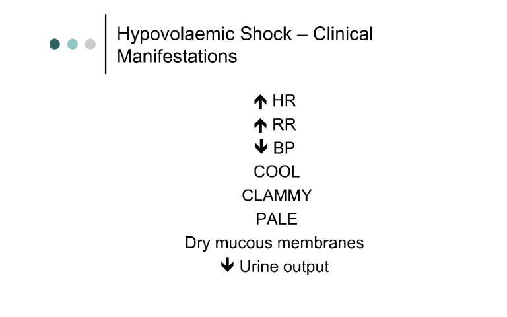So all the smaller tubes in our peripheries, they all squeeze to divert the blood to our vital organs to keep us alive. And that is why your patient will feel cool, they may be clammy, and they will certainly look pale as there's reduced blood flow to that area. They will also have dry mucous membranes because they're intravascularly dry, and a decreased urine output, which is due to the reduced blood flow to the kidneys.